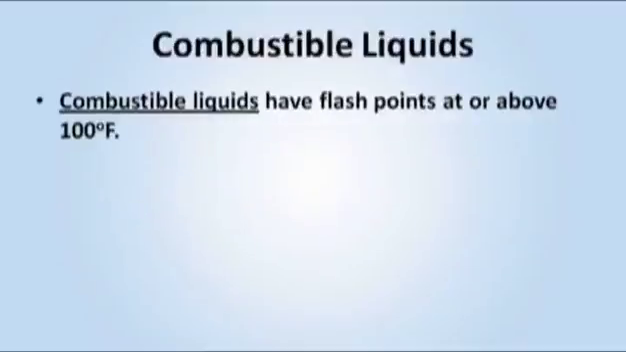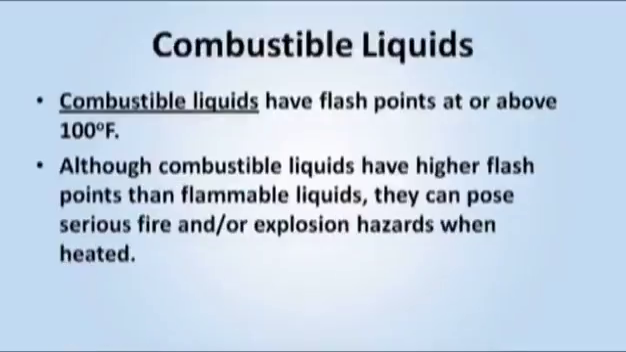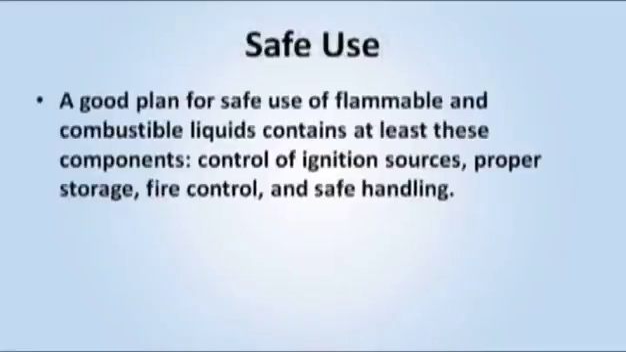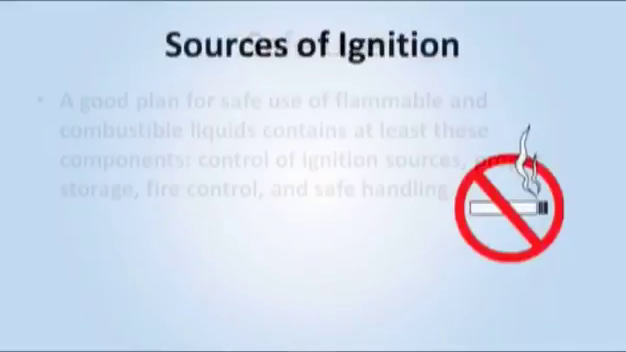Combustible liquids have flash points at or above 100 degrees Fahrenheit. Although combustible liquids have higher flash points than flammable liquids, they can pose serious fire and/or explosion hazards when heated. A good plan for safe use of flammable and combustible liquids contains at least these components: control of ignition sources, proper storage, fire control, and safe handling.